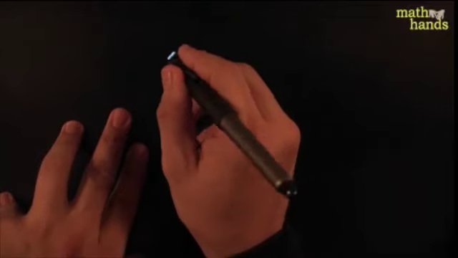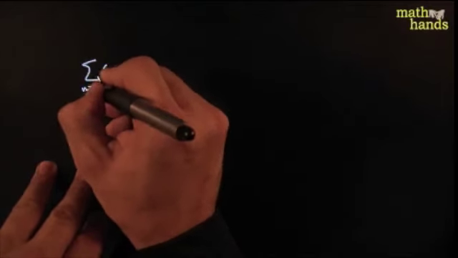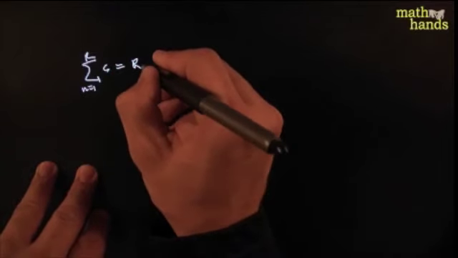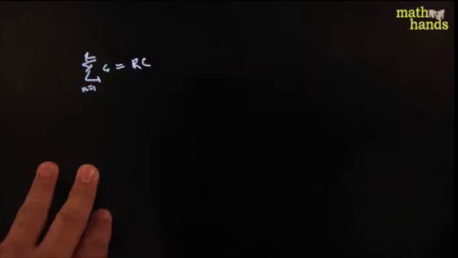We learned some famous sums today. First one we learned was the sum of a constant. If you have a constant as n goes from 1 to r, that's cake. That's c plus c plus c, r times, that's rc. Check.